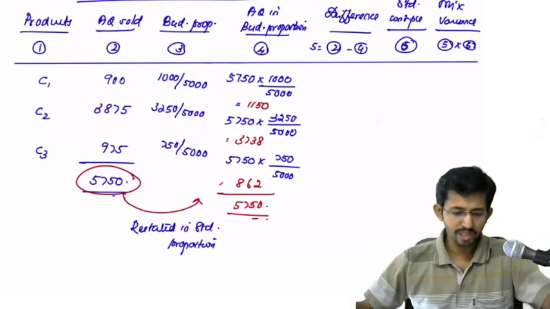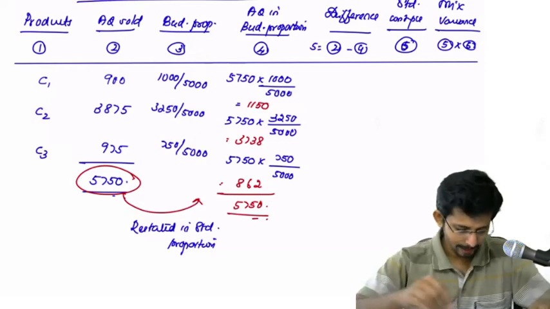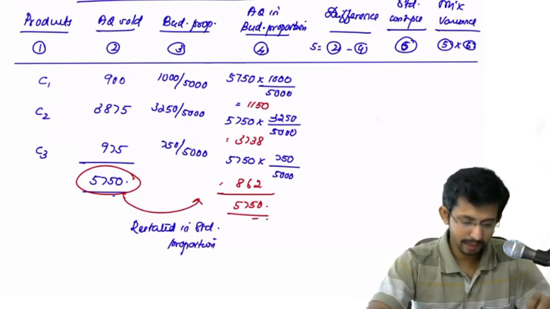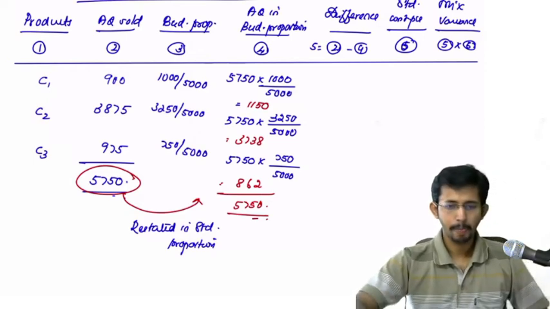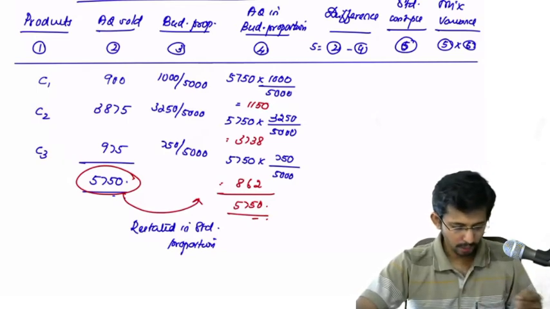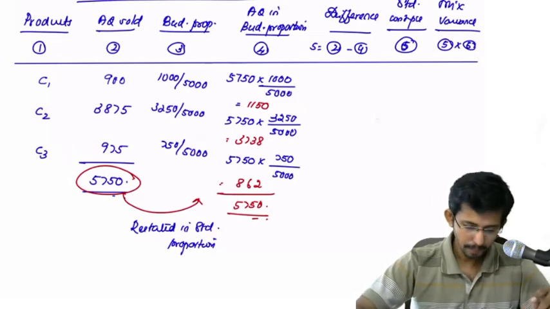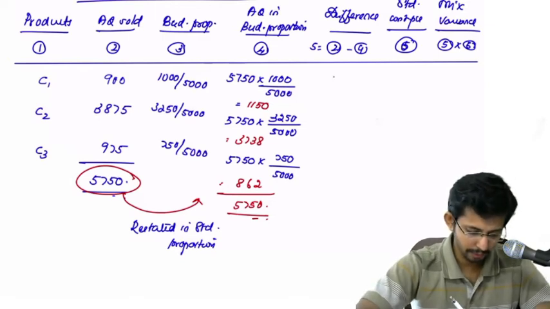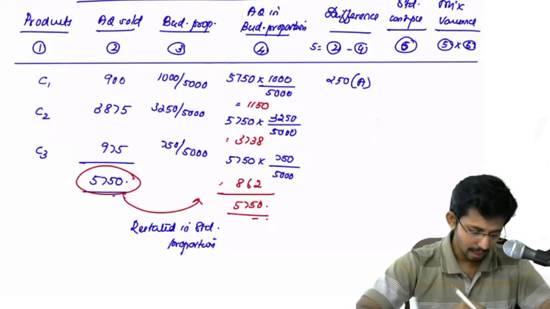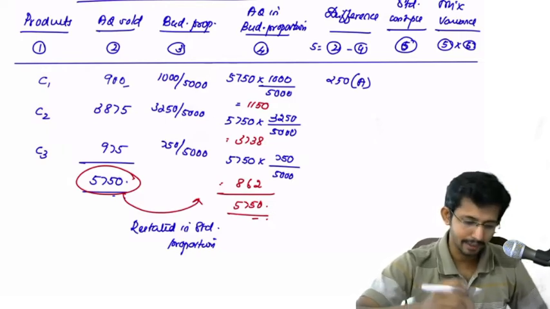Now what is the difference? How do you compute the difference? 900 minus 1150. Okay, so actually you ought to have sold 1150, but you sold only 900, so there is a difference of 250, which is an adverse variance. Why adverse? Because you should have sold 1150, but you sold only 900.